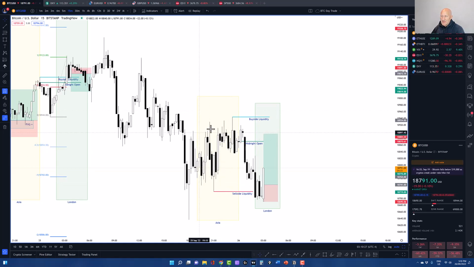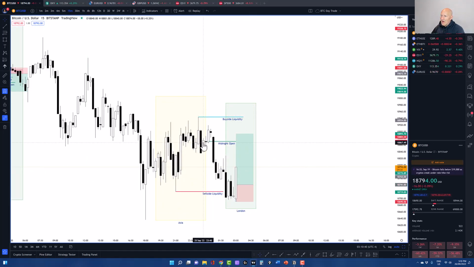And what I do, just as part of my method, is I mark out the low of that session and the high of that session. And what I'm looking for is a run into either that buy side liquidity or sell side liquidity as we come into London. Now, what I do is I mark out the midnight open and I just draw that across. And then we're waiting for our London open session to start. So that's from 2 o'clock in the morning to 5 a.m. New York time.